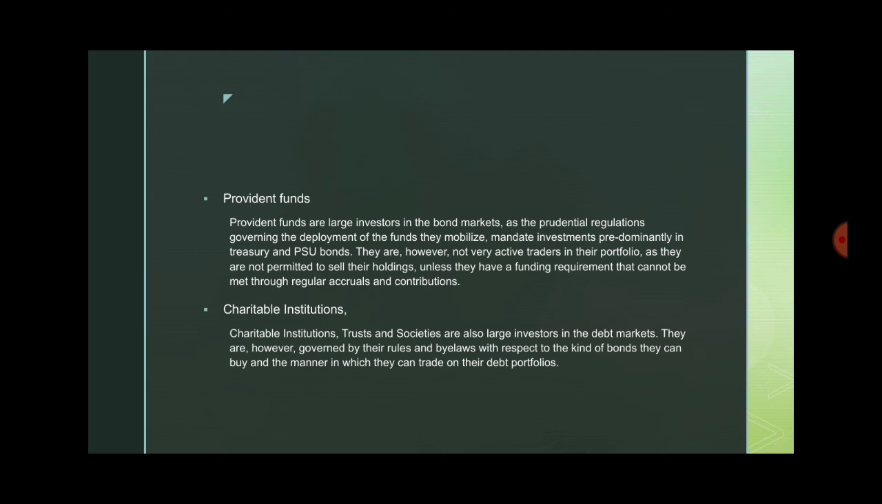The next one is the provident fund. In a provident fund, employees invest or save their money in a provident fund scheme, and that scheme will invest those amounts in the bond market in order to get more returns and to reduce the risk of holding the money. The next one is charitable trusts. Charitable trusts also invest their money in the bond market in order to attain a decent and regular income for their activities.